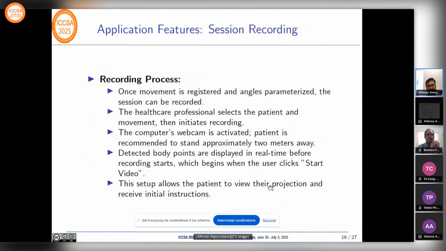The recording process: once a movement is registered and parameterized, the sessions can be recorded. The healthcare professional starts the session, and the computer webcam is activated. The patient is recommended to stand up to 2 meters from the camera so we can capture the full body. The detected body point joints are displayed in real time before recording starts.